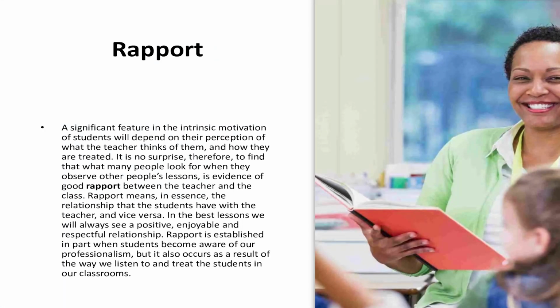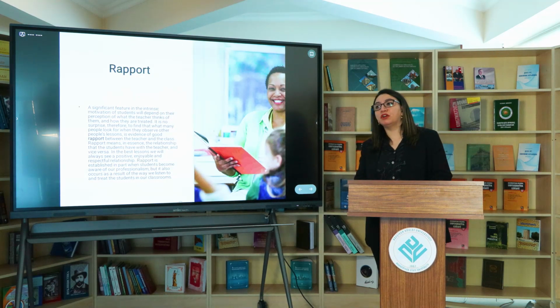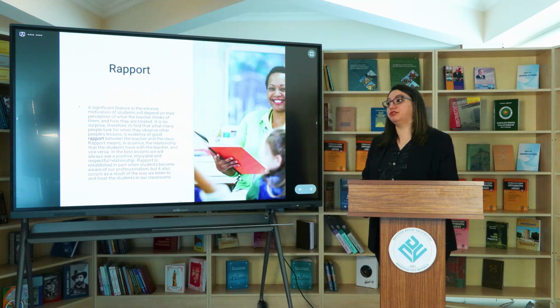The next criterion for managing the classroom effectively is rapport. What is rapport? Rapport is the good relationship between teacher and students in the teaching process, and to make a good rapport in the classroom, the teacher should follow some rules. Firstly, and this is an important key factor for the managing, the teacher should recognize students and know their names.